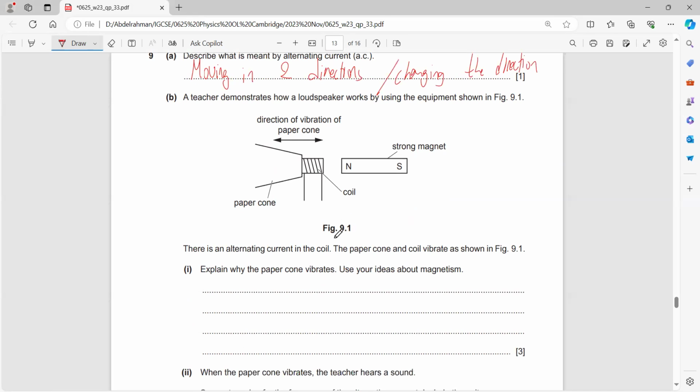Look at this. A teacher demonstrates how a loudspeaker works by using the equipment shown. There is an alternating current in the coil. The paper cone vibrates as shown. We can see the direction of the vibration of this paper cone. Explain why the paper cone vibrates. This is a really good question. Why does it vibrate? Any ideas?